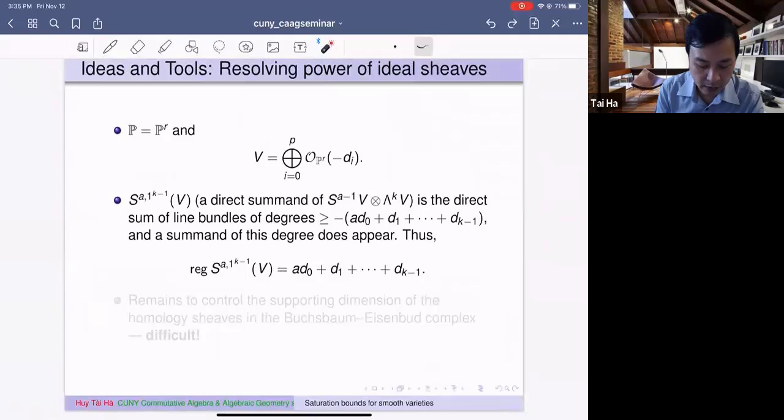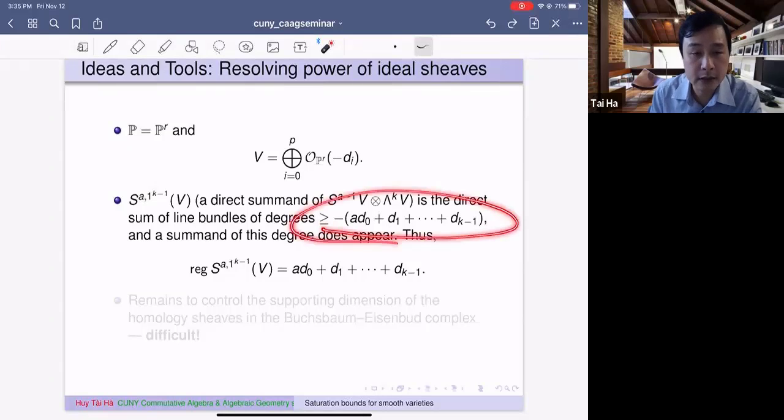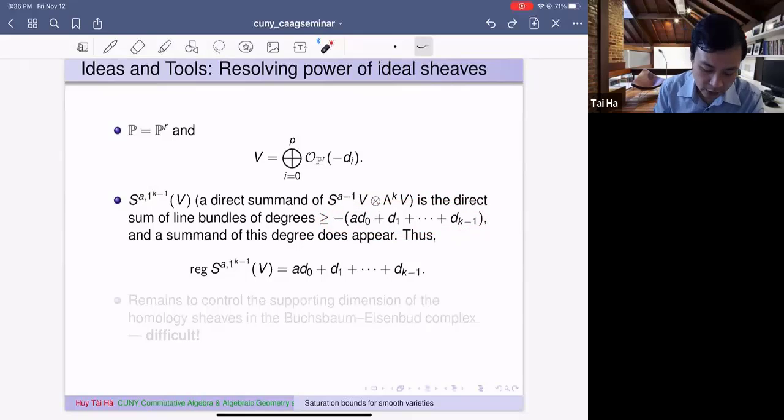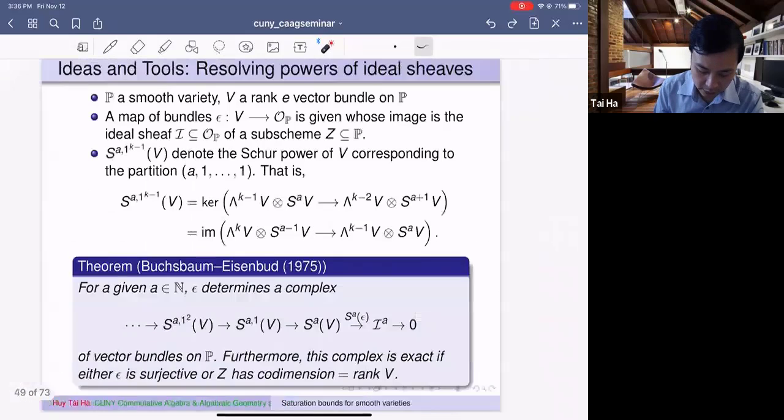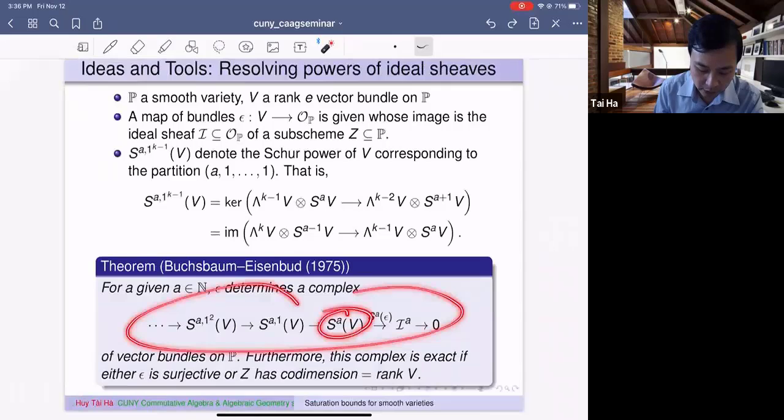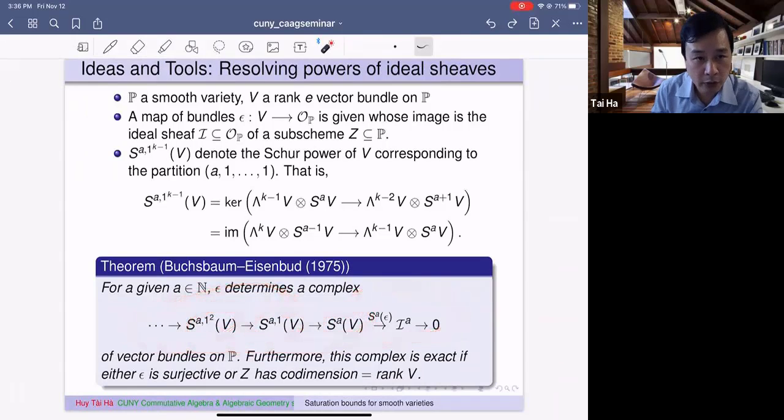Because of how this is defined, one can see that it is a direct sum of line bundles of degree given, or at least this quantity. One of them appears with those degrees. So the regularity of all these terms is actually well determined. If one looks at this complex, we know the regularity of all these terms. So in our strategy, if we know this complex is exact, then we are basically done, right?